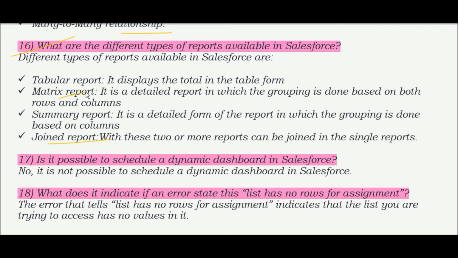Next report is summary report. As its name suggests, it's a detailed form of the report in which the grouping is done based on the columns only. Next report is joint report. With the help of a joint report, two or more reports can be joined in a single report. Okay, so it's all about different types of reports available in Salesforce.